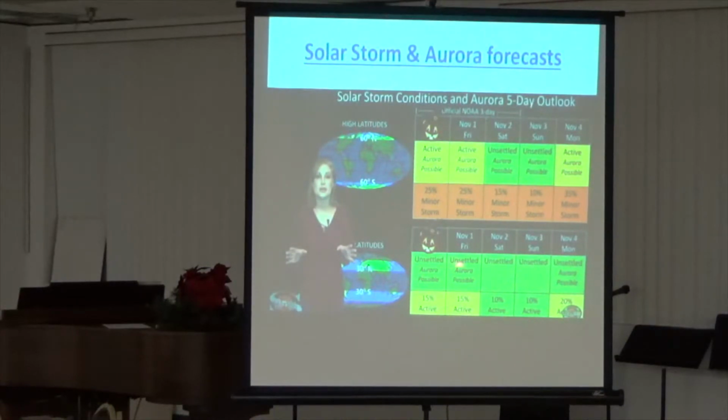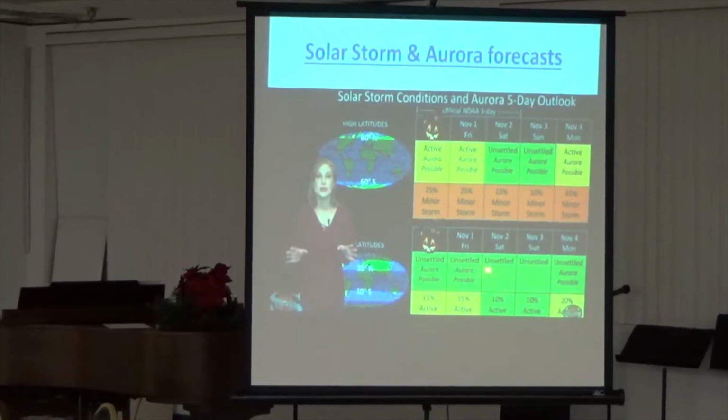And then there's a forecast, and the forecast here is for Halloween and November 1st, 2nd, 3rd, 4th. The official NOAA forecast is the first 3 days, and she extends it out 2 more days. But when it says unsettled, that's the magnetic field of the Earth. And it's unsettled because the solar wind's hitting it.